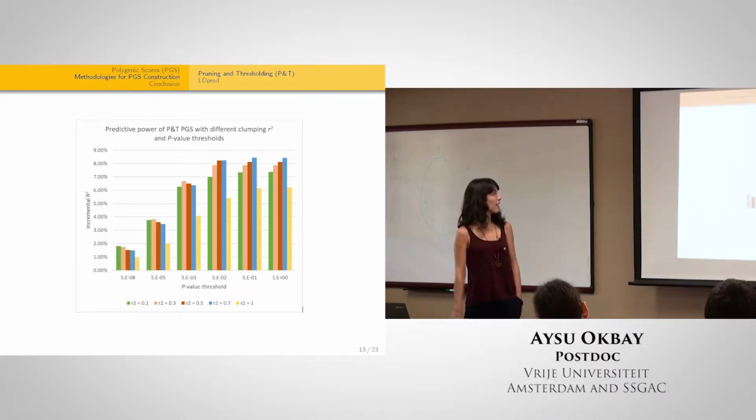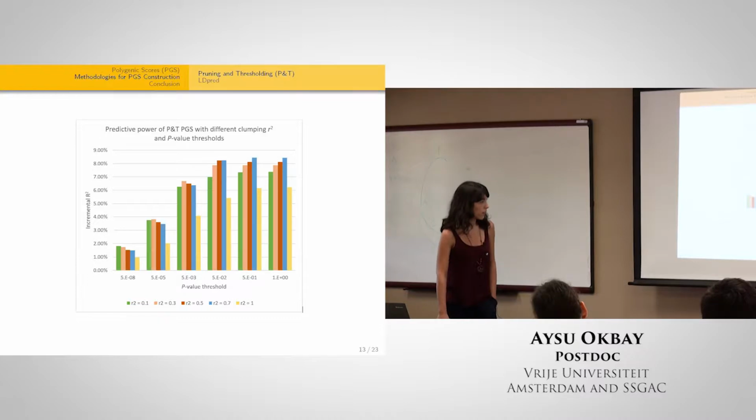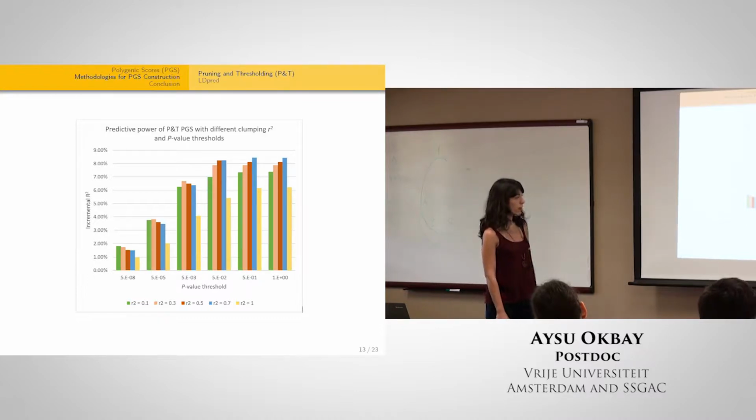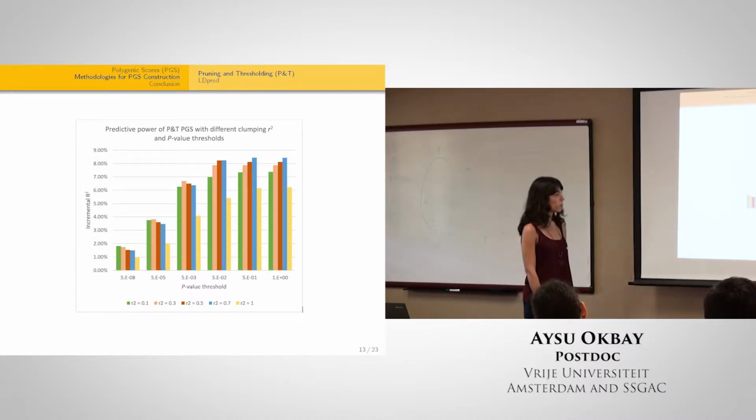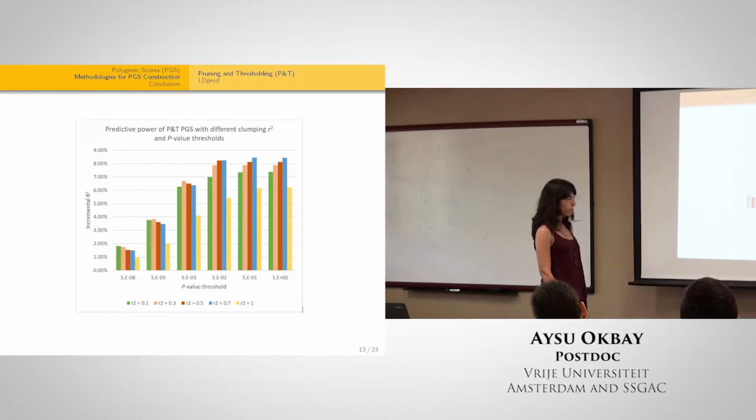Yep. So this is, again, the x-axis is different p-value thresholds, with different clumping R square values. Green bars are R square equal to 0.1. Orange is 0.3. The reddish one is 0.5. Blue is 0.7 and yellow is 1.